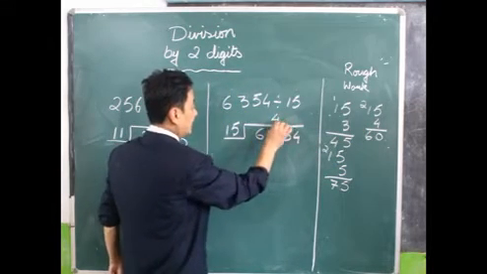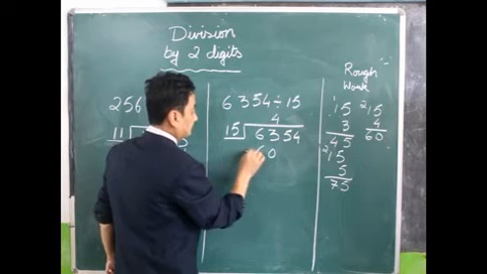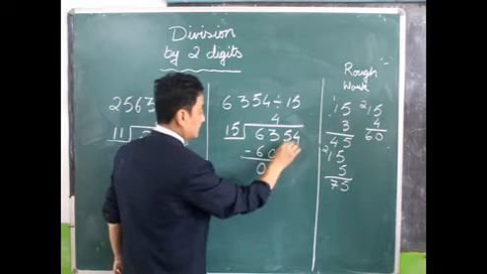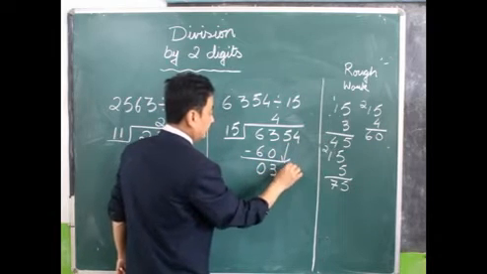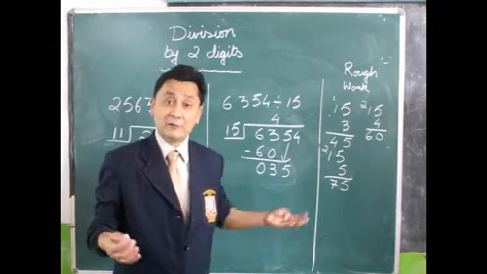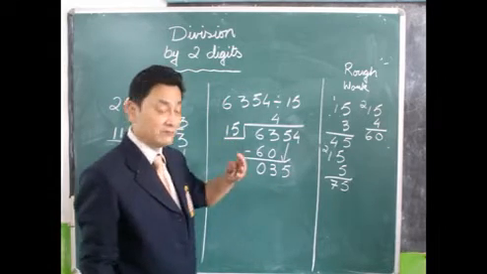15 fours are 60. 3 minus 0, 3. 6 minus 6, 0. Bring down 5. So let's do our tables. 15 ones are 15. Everyone knows that. Yes or no? 15 ones are 15.